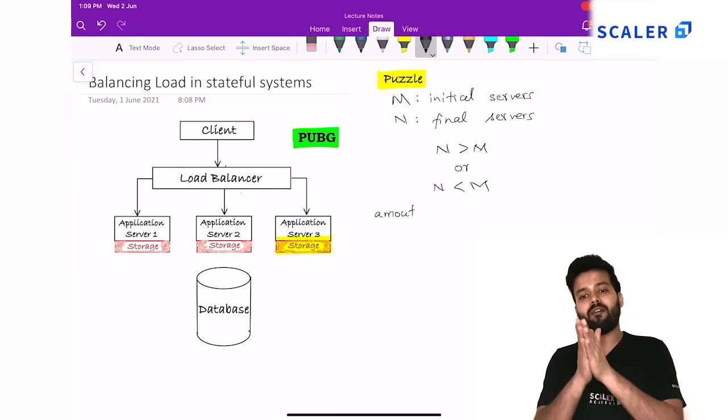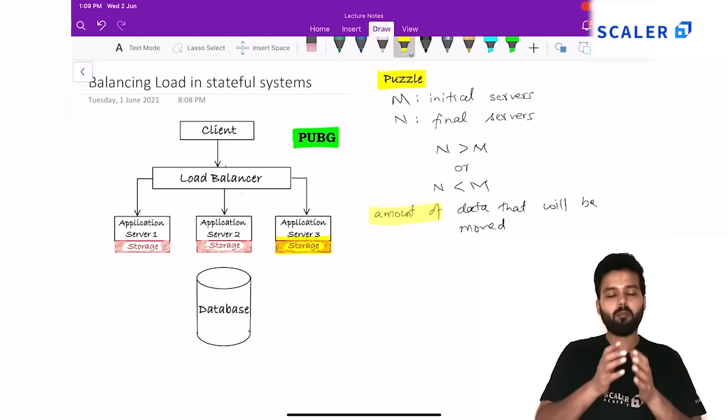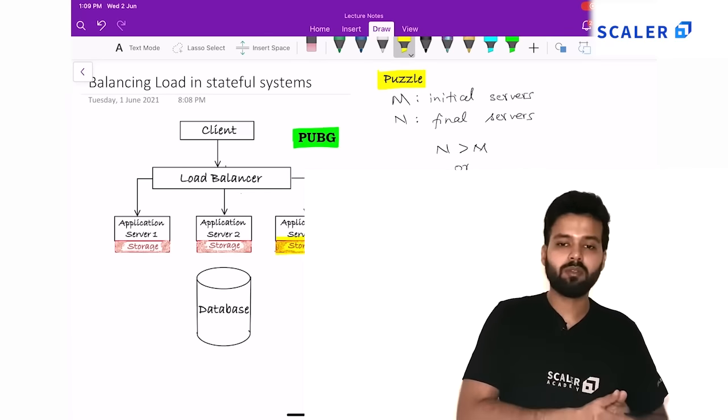What you have to do is write an equation using which you can find out the amount of data that will be moved. Write your answers in the comment section and we will see who gets it right.